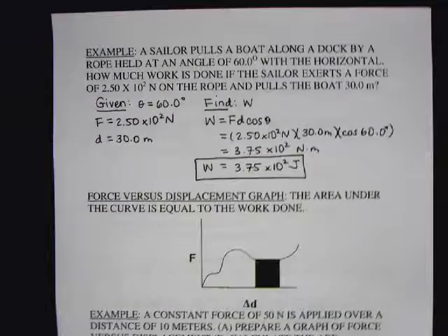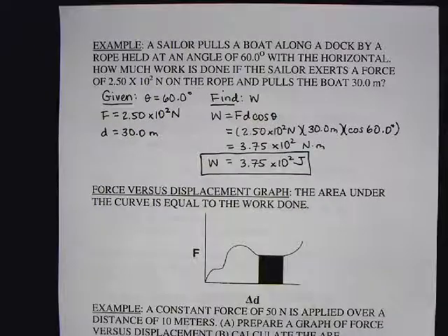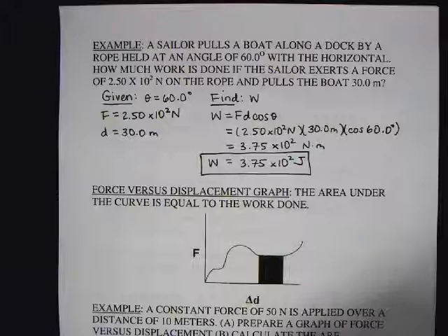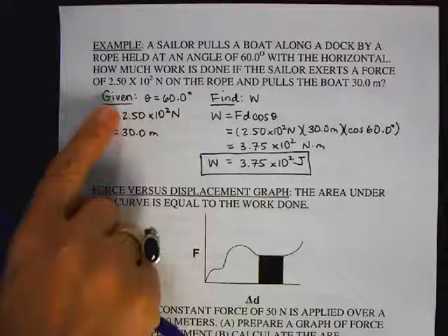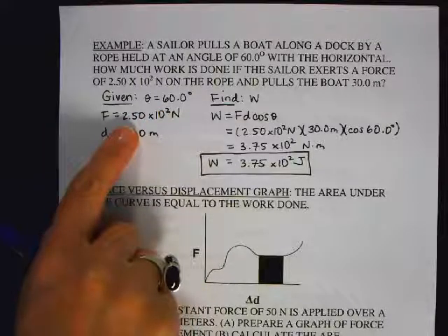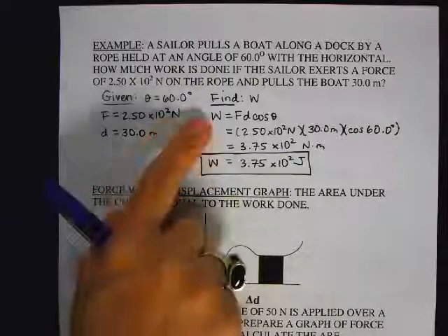All right, here's another example. A sailor pulls a boat along a dock by a rope held at an angle of 60 degrees with the horizontal. How much work is done if the sailor exerts a force of 2.5 times 10 to the 2 newtons on the rope and pulls the boat 30 meters? So I'm going to write my given, theta 60 degrees. I'm going to write the force, and I'm going to write the displacement, and I want to find the work.